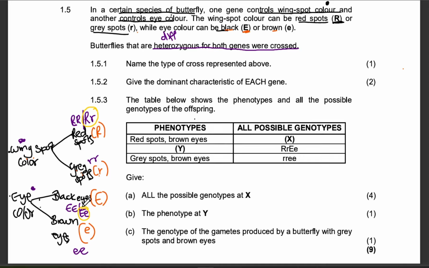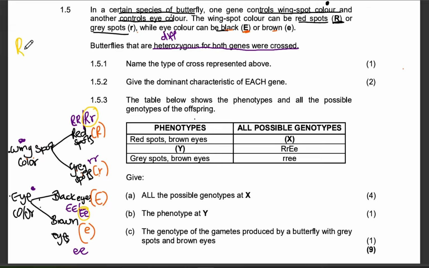Now, if you were to take it a step further, before I even look at the questions, let me write down the genotype of these particular butterflies. Starting with the wing color, it will be capital letter R, small letter r. We're not done, right? The eye color is capital letter E, small letter e. That is the genotype of both butterflies, because they've said the butterflies are heterozygous. I hope we're together. All right, let us now answer the questions.